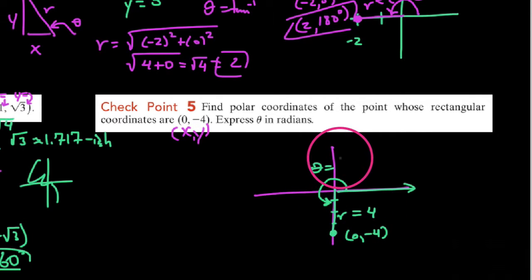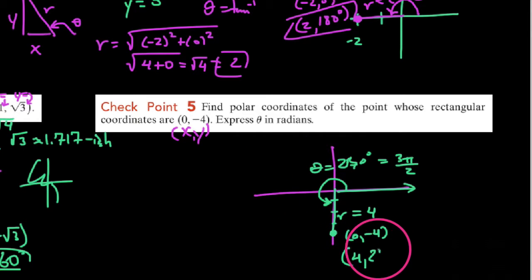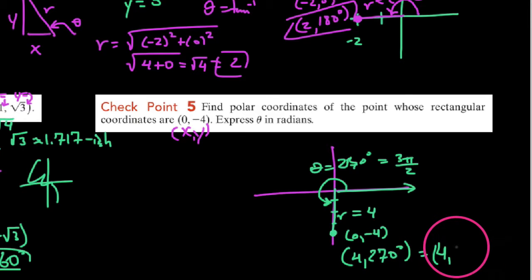4, right? And then what about our angle? 270 degrees, or we could say that this is 3 pi halves radians, but this is our angle in standard position. So this point right here is also 4 comma 270 degrees, or the same thing as 4 comma 3 pi halves here if we're working in radians.